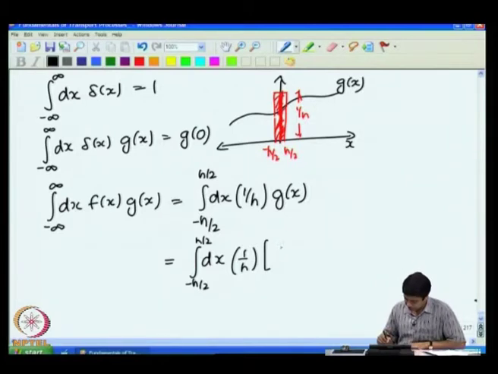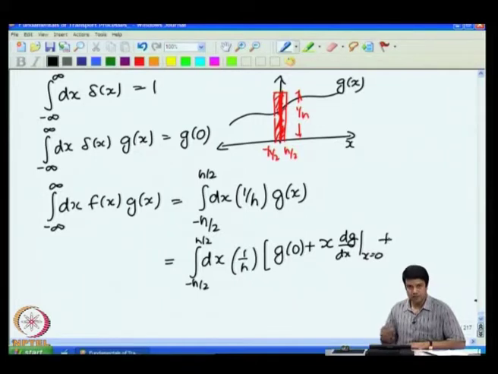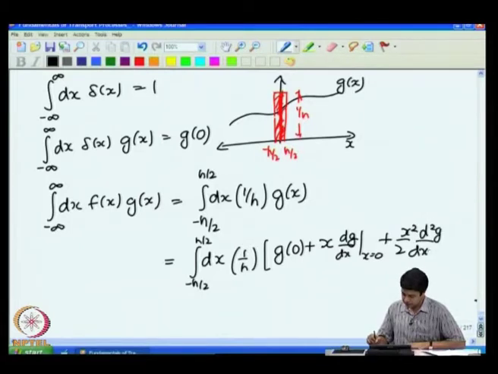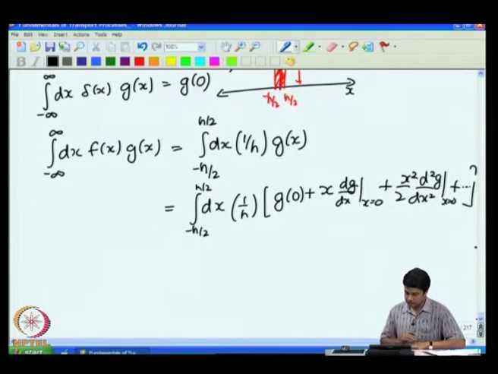This is equal to g of 0 plus x times dg by dx at x is equal to 0 plus x square by 2 d square g by dx square plus dot dot dot. So, this is the Taylor series expansion of the function g of x. And then I can integrate out the terms one by one.